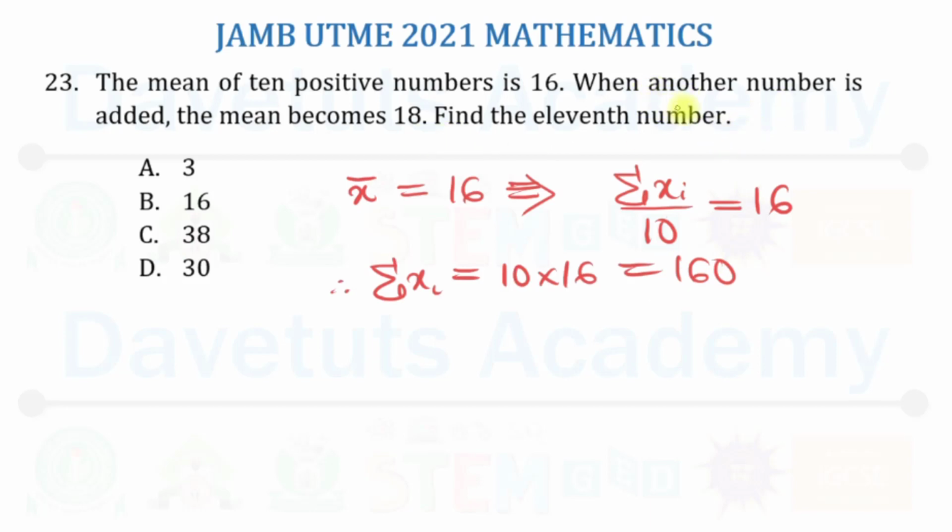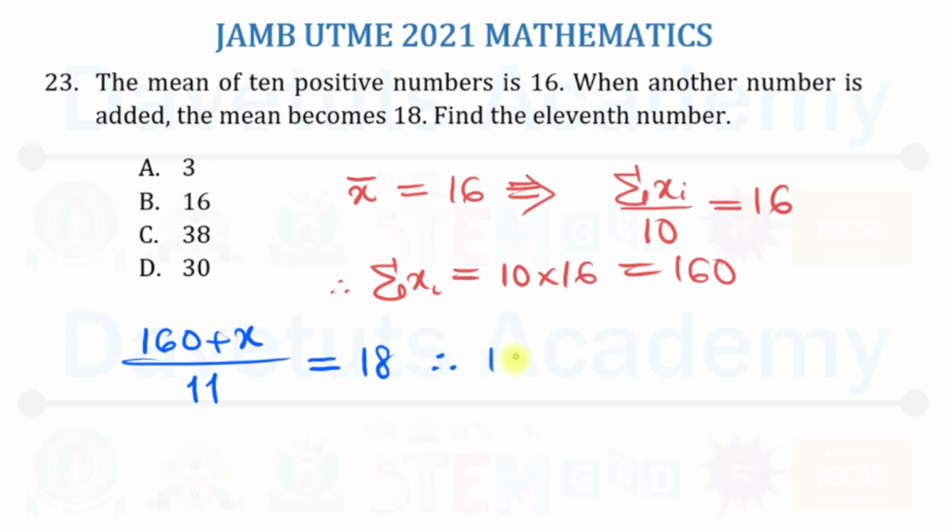So now we are being told that another number is added and the mean becomes 18. We have to find the 11th number. No problem. What we are just saying is that the sum initially is 160. So we add another number to that 160. 160 plus x over the total numbers now will be 10 plus 1 because we've added another number. We're told that that mean is 18.